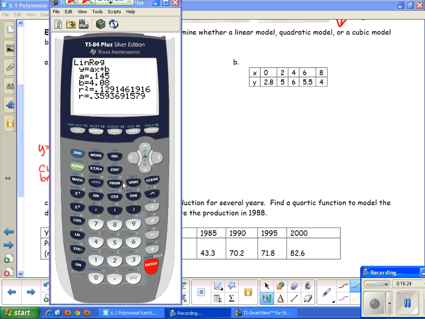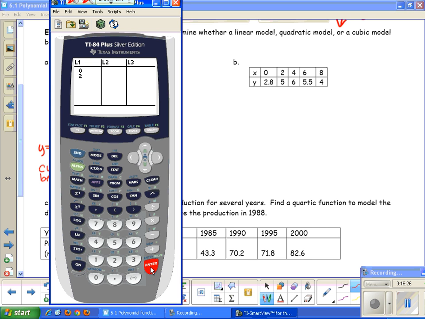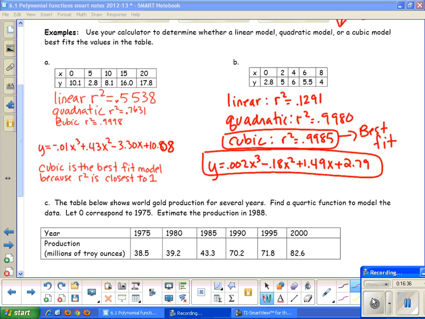So I plug everything into my stat, enter and edit list 1 and list 2, and then I did my linear regression, and my r squared is what I got in the screen that I just had, so I'm going to write that down. And these are your linear, quadratic, and cubic r squared terms, and when you do this, you find out that the best fit is the cubic because r squared is the closest to 1, and then if you write down your equation, this is the equation that you should get for that.